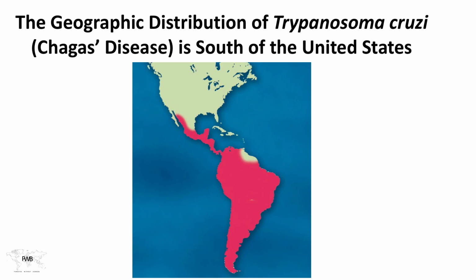We find it throughout Central and South America, with very few exceptions. This narrow little zone here is Chagas disease free. We don't find it in any of the Caribbean islands, but it is found throughout Mexico and all of the Central American countries, including all the way down into Tierra del Fuego.